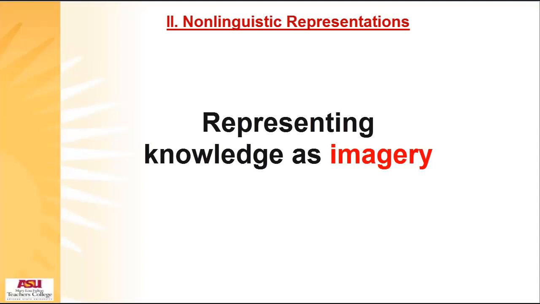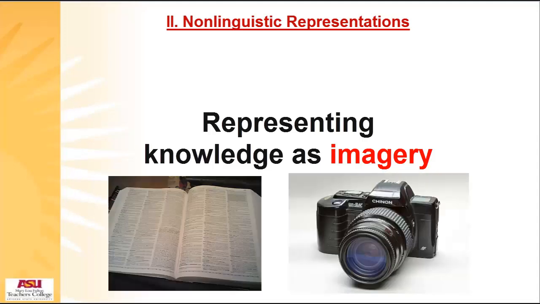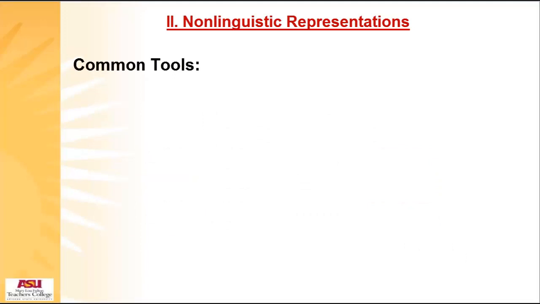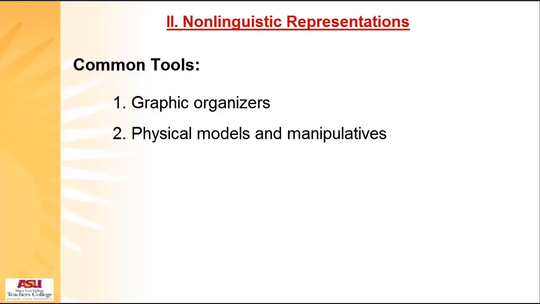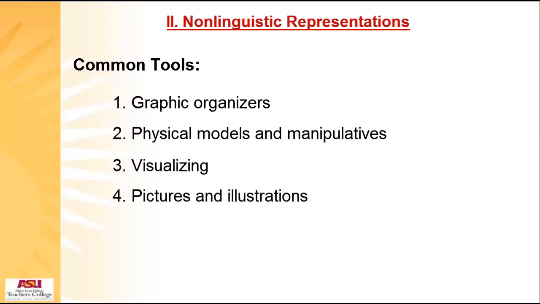Let's move on to our next major strategy, nonlinguistic representations. One way to think about non-linguistic representations is representing knowledge as imagery. Non-linguistic representations operate from the idea that information is either stored in the memory as words or images. There are 5 common tools associated with non-linguistic representations: graphic organizers, physical models and manipulatives, visualizing, pictures and illustrations, and kinesthetic activity.